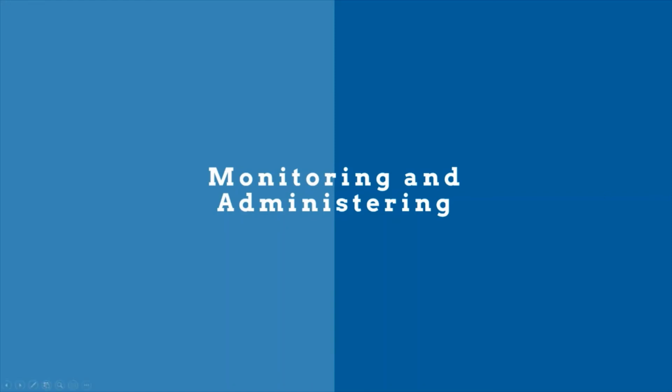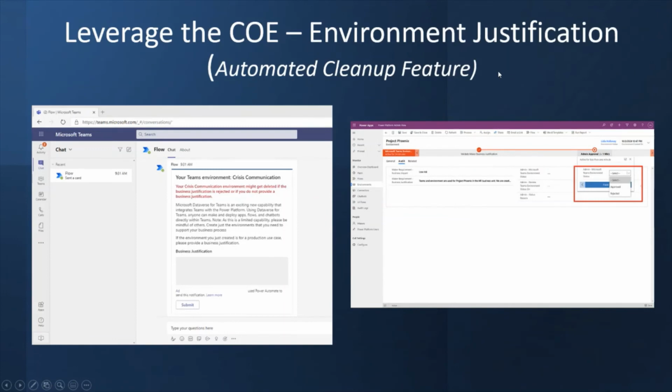So let's talk a little bit about what capabilities there are to make sure that these are all being tracked properly. The first thing that I would say is you can leverage the COE. There are some capabilities specific to the Dataverse for Teams that are being released for the COE. The COE, if you aren't familiar with it, is the Power Platform Center of Excellence. Microsoft has created this starter kit that you can download and deploy into your Power Platform tenant, and it's going to provide you with a bunch of key capabilities. It's going to allow you to administer, monitor, and nurture everything that's happening within your Power Platform environment.